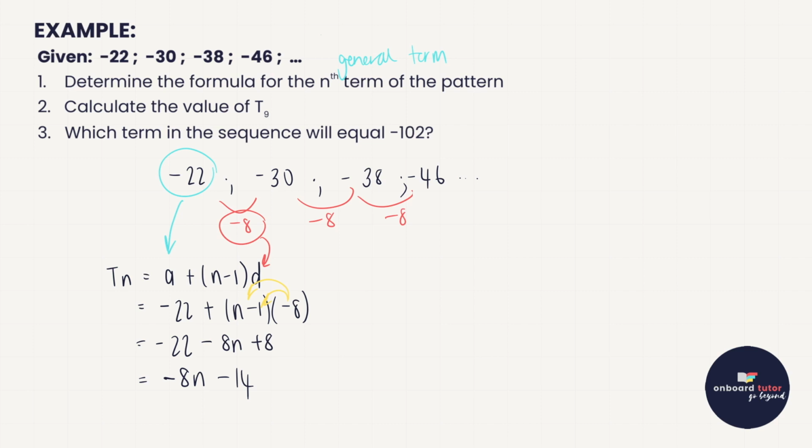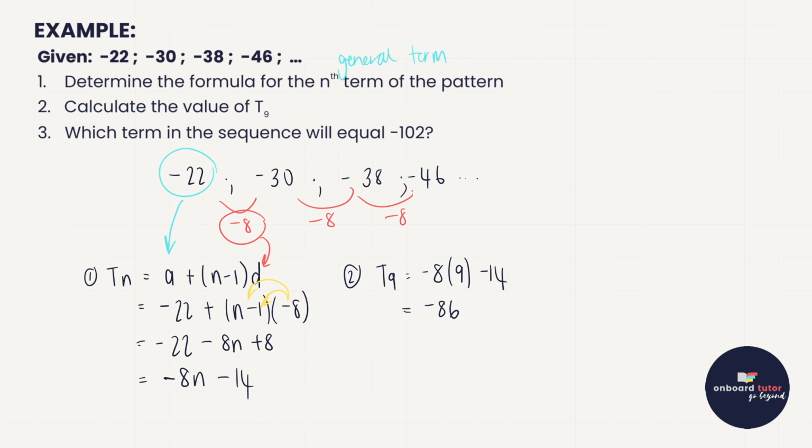Next up, they ask us to calculate the value of term 9. Since we have the general term here, we can simply replace the n with the number 9, and that will help us to determine the 9th term. So T9 is going to equal minus 8 multiplied by 9 minus 14. And I pop that into my calculator and I get an answer of minus 86.